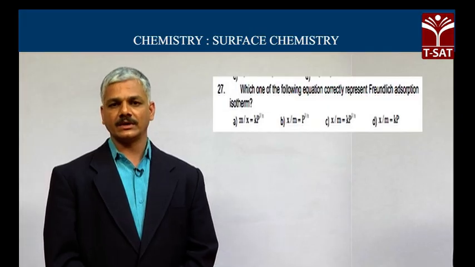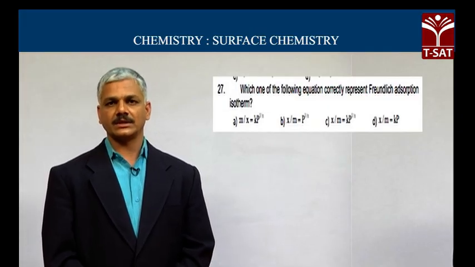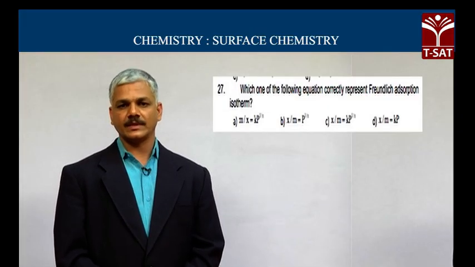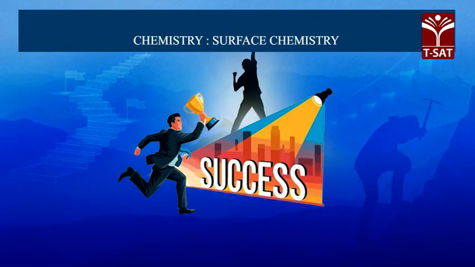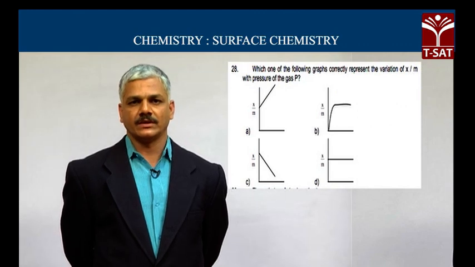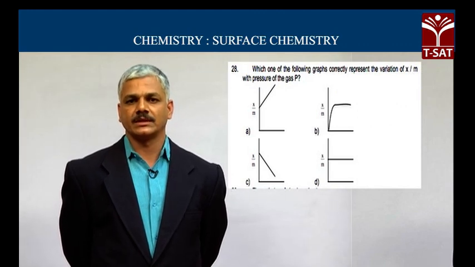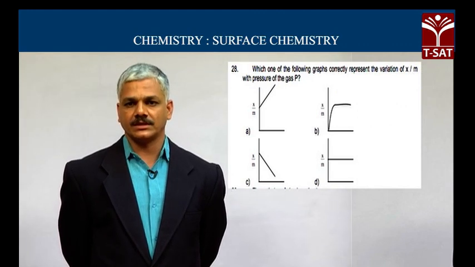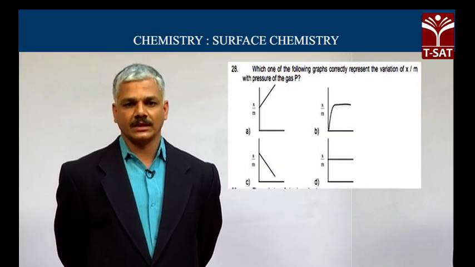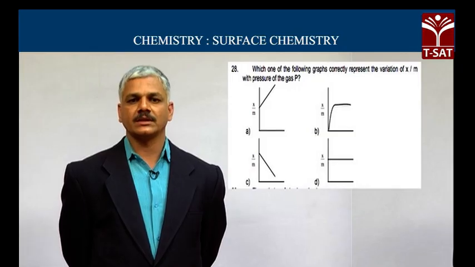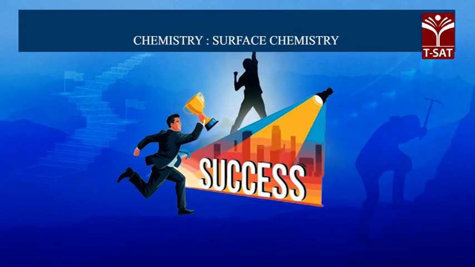x by m is equal to Kp. Correct option is C. x by m is equal to Kp power 1 by n. 28th question. Which one of the following graph correctly represents the variation of extent of adsorption x by m with the pressure of the gas P? Correct option is B.